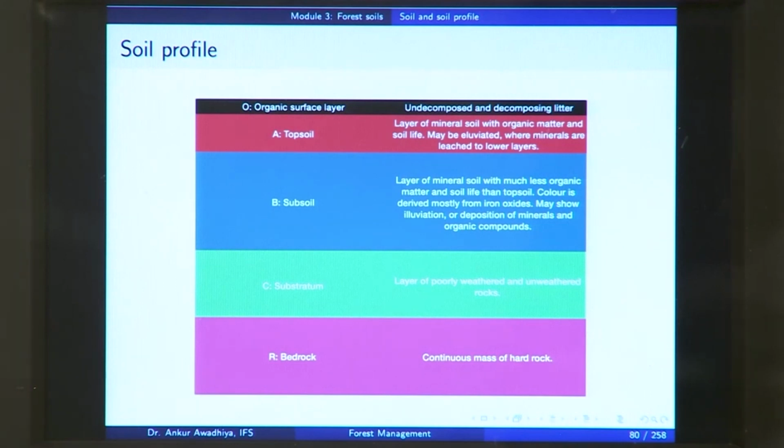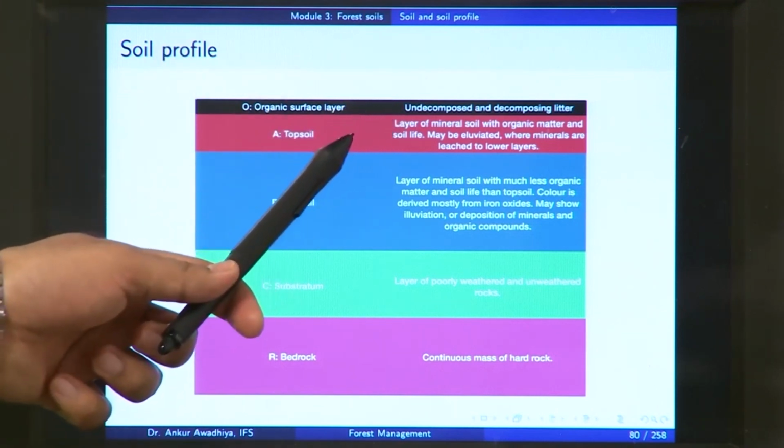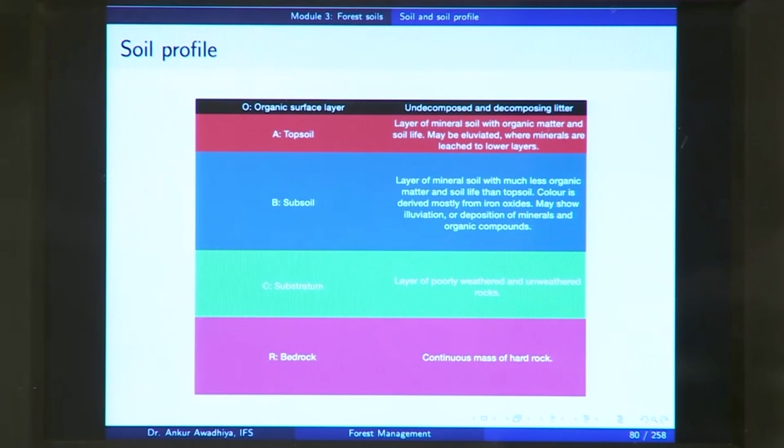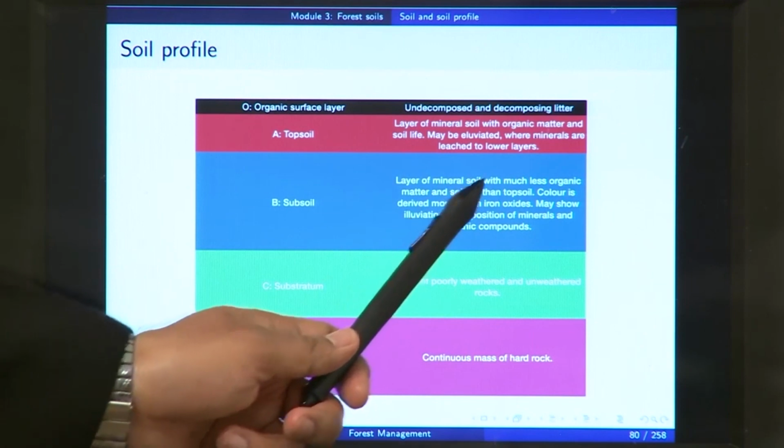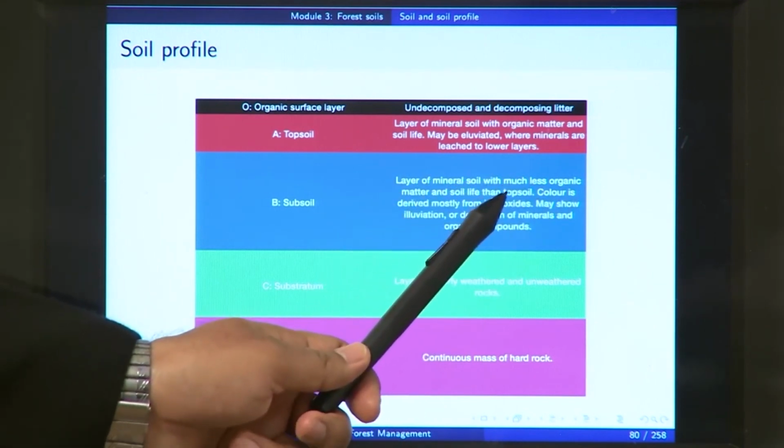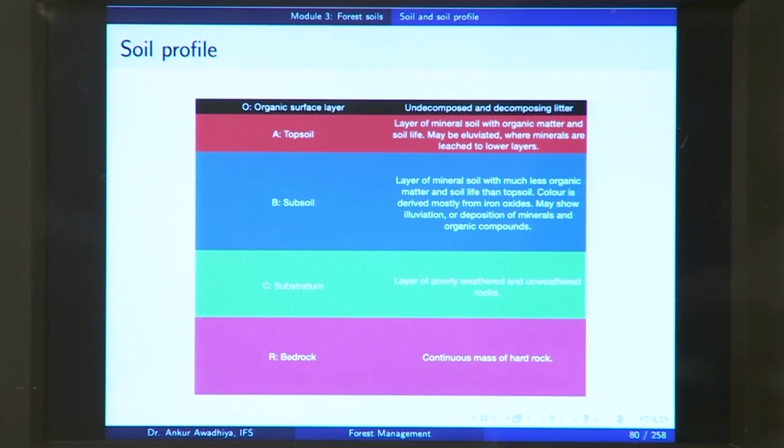Now, both of these, because they are together, support a very good amount of soil life, and this layer may be alluviated. In the case of alluviation, when you are having rains, the rains are taking away minerals from this layer to a lower layer. So, this is known as alluviation. Now, the layer below the topsoil is known as the subsoil. Typically, your topsoil will have finer particles as compared to the subsoil. Subsoil is a layer of mineral soil with much less organic matter and soil life than the topsoil, because most of the organic matter and soil life are within the topsoil, and this layer has much less organic matter.